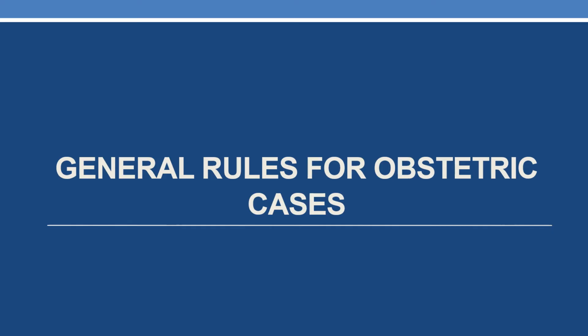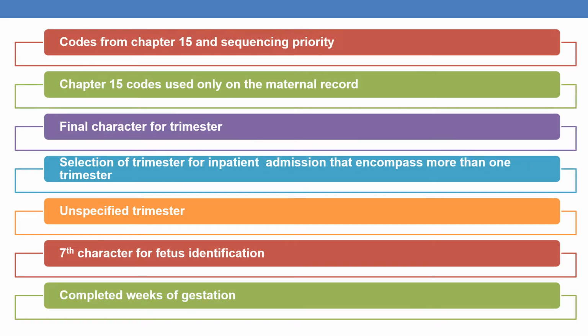Now first coming to general rules for obstetric cases. That is the first main guideline, and the general rules for obstetric cases are again subcategorized into the following categories. Guidelines regarding codes for chapter 15 and sequencing priority. The next is chapter 15 codes used only on maternal record. The next is final character for the trimester. The next is selection of trimester for inpatient that encompasses more than one trimester. The next is unspecified trimester.